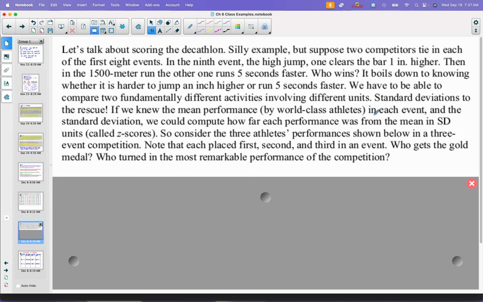So if we knew the mean performance by world-class athletes in each event and the standard deviation, we could compute how far each performance was from the mean in standard deviation units called z-scores. So consider the 3 athletes' performances shown below in a 3-event competition. Note that each placed first, second, and third in an event. Who gets the gold medal? Who turned in the most remarkable performance of the competition?